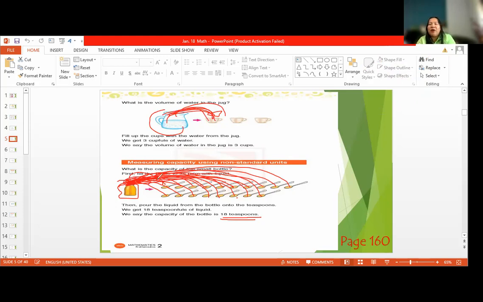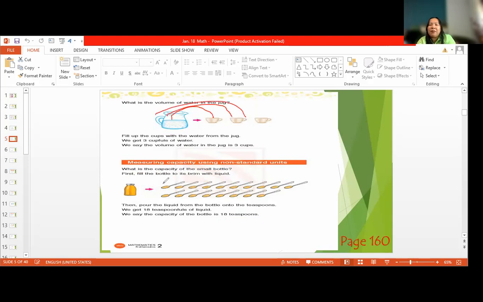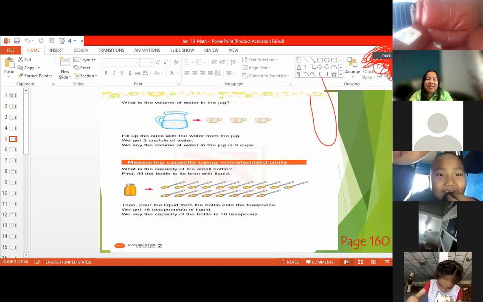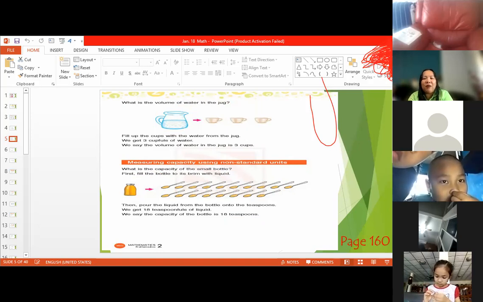So that's how you can easily find out if it is volume or capacity. If it is volume, you need to pour it out. But if it is capacity, you need to put it in the bottle. Do you understand, class? Do you understand now the capacity and the volume? How will you measure? By using non-standard units. Do you understand now?